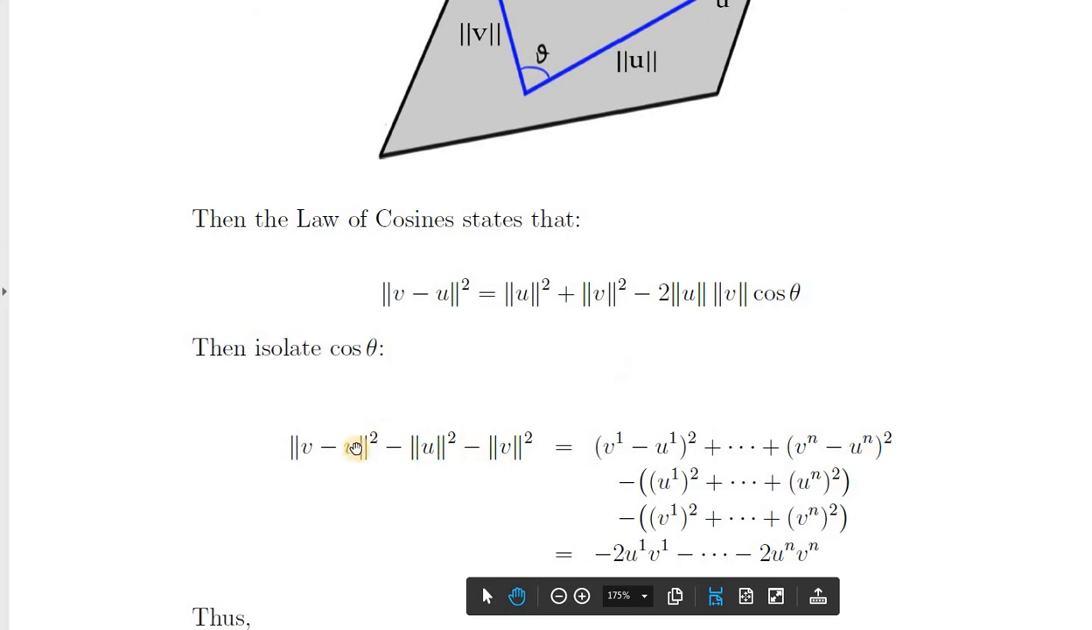So that's what we have here. Now we have the sum of products of the components of u and the components of v. You may recognize this as u dot v. So that's what that is. And we're going to replace this with this quantity, and let's see what happens.